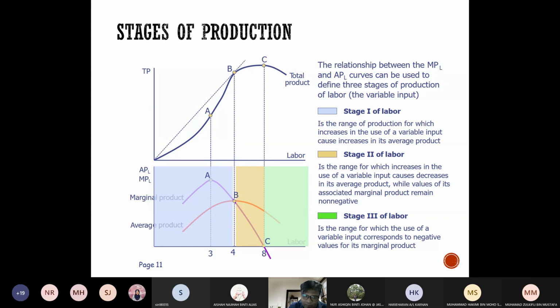Because we already fixed the capital. In the short run we already fix the capital. The capital resources are limited, but we add more labor. However, the production declines because we don't have any capital anymore, so there will be a decrement in the production. This is the 3 stages you can find for the short run in production theory.